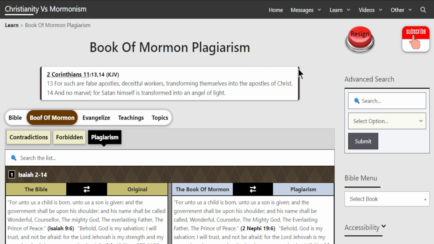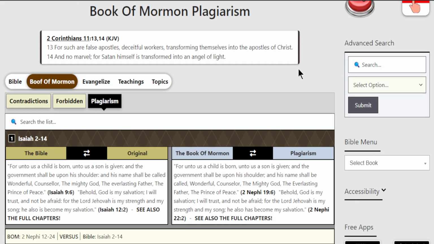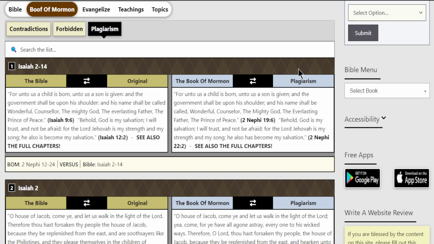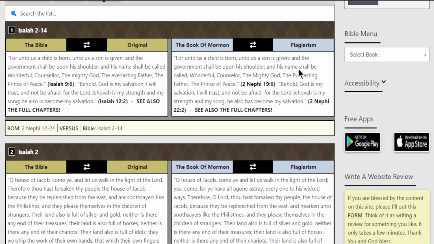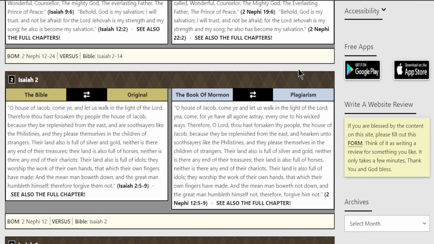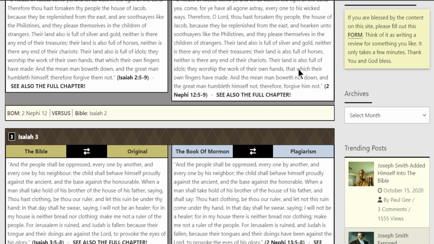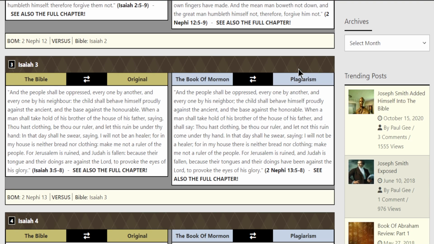Just look at these plagiarisms from the Bible in the Book of Mormon. You ready? Of course, we got the first 14, 2 through 14 chapters of Isaiah just copied and pasted into the Book of Mormon. Just read the verses side by side and you'll see that they are pretty much identical to one another.